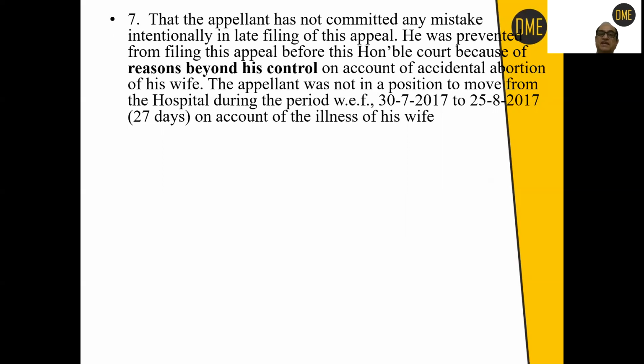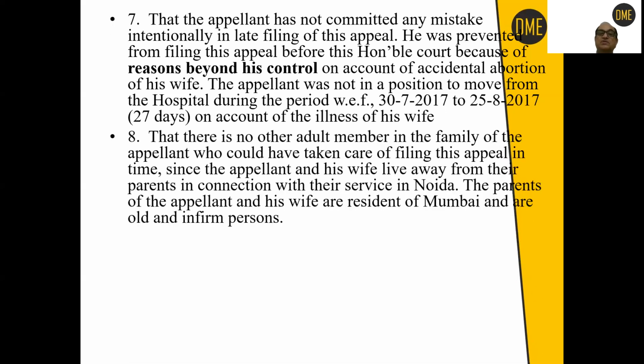So you must mention these facts in your application under section 5 of Limitation Act, that the appellant has not committed any mistake intentionally in late filing of this appeal, but he was prevented from filing this appeal before this honorable court because of reasons beyond his control, on account of accidental abortion of his wife, and the plaintiff was not in a position to move from the hospital during the period starting from 30th July 2017 to 25th August 2017, that is 27 days period approximately, on account of illness of his wife. This is the sufficient ground which he is showing to the court.